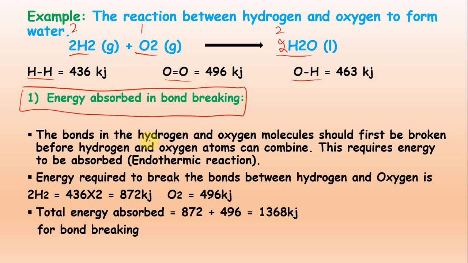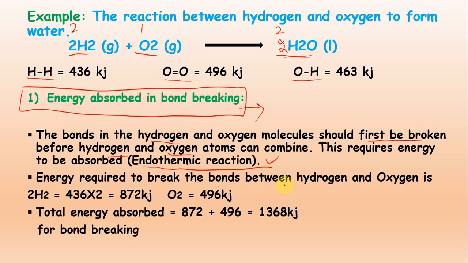The bonds in the hydrogen and oxygen molecules should first be broken before hydrogen and oxygen react to combine, and then they will produce water. So initially they must be broken. So this requires energy to be absorbed, which means this will be the endothermic step. That is the reason I have placed this heading: energy absorbed in bond breaking means endothermic.